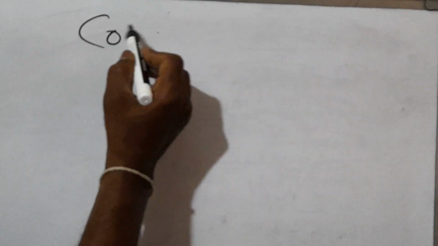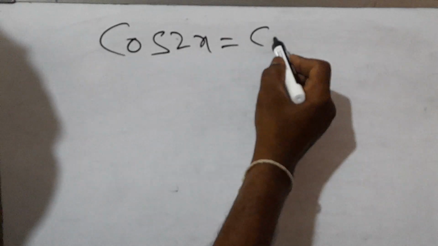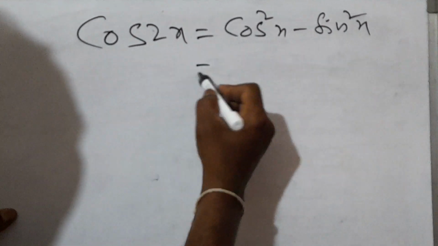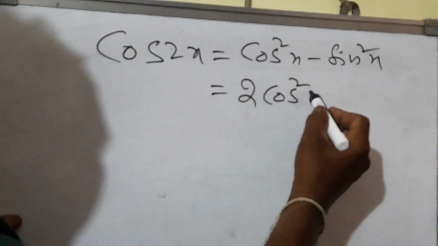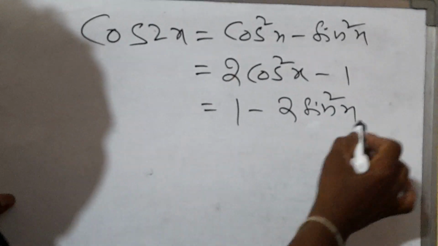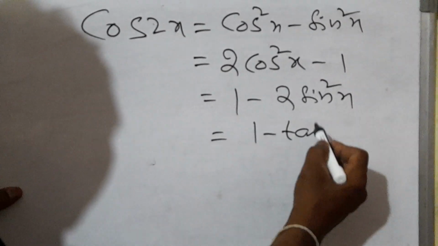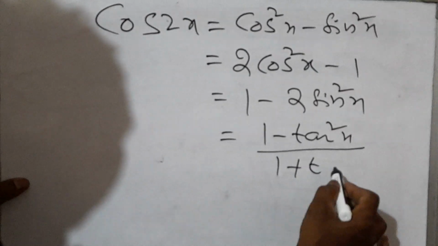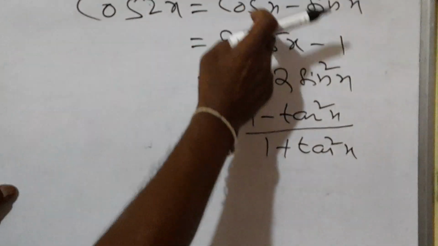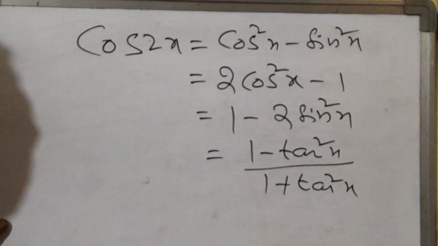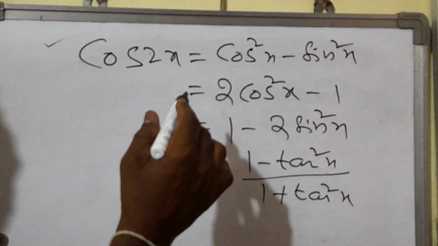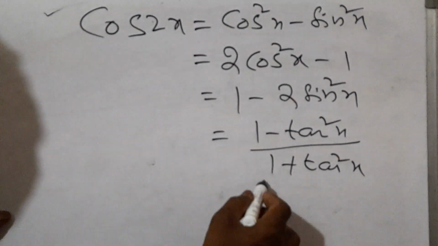Okay children, once again let me repeat. Cos 2x is equal to cos square x minus sin square x. That is also equal to 2 cos square x minus 1, 1 minus 2 sin square x, 1 minus tan square x by 1 plus tan square x. And the half angle formulas I already explained. If you remember these four, automatically the others will come. So this is a very, very important formula. Please learn and write down this formula.